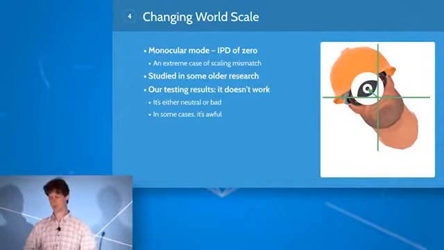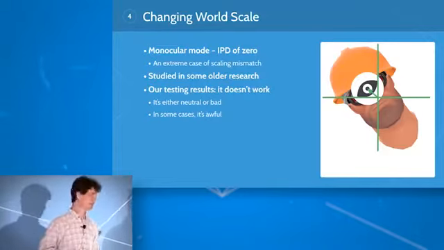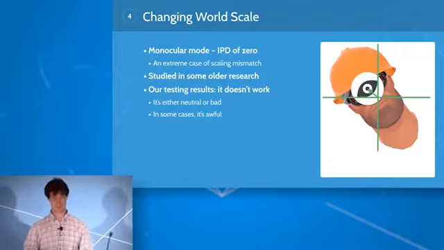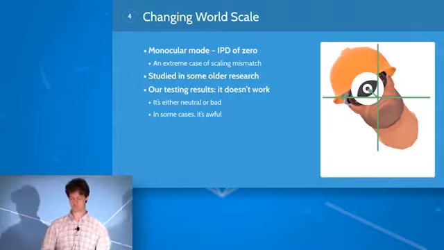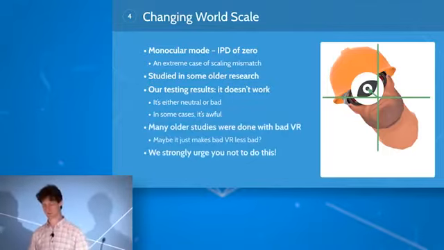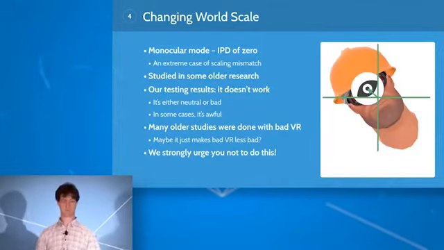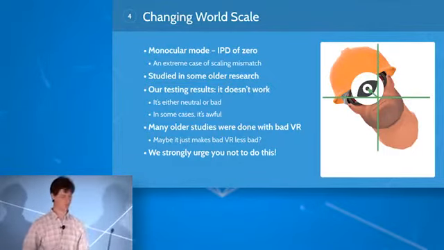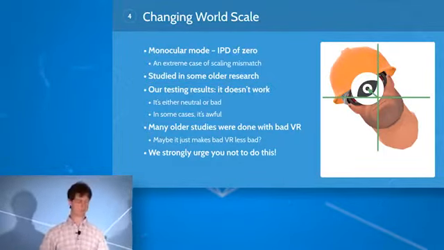Monocular mode has come up occasionally. It's an IPD of 0, so you put both the cameras at the same place. Some people like it because, hey, now I only have to render one scene. That's okay, that's good. Unfortunately, it seems to be not good. There are some earlier research papers that said, hey, this seems to be better. You don't have the depth of scale, you don't have the depth perception, obviously, but for some people who were sensitive, it seemed to make them not sensitive. Now, in our results, we found the opposite. It didn't work.